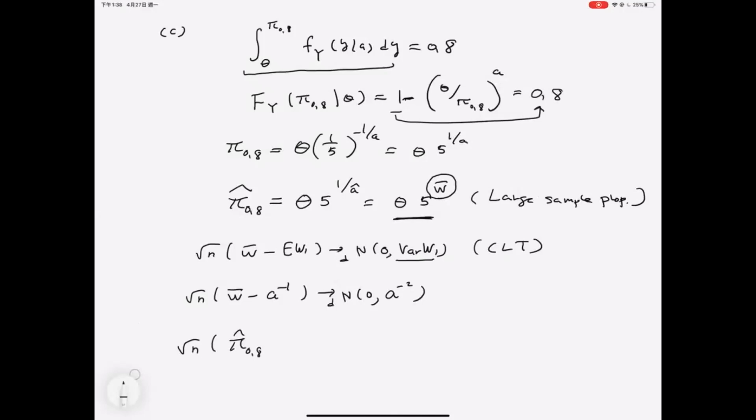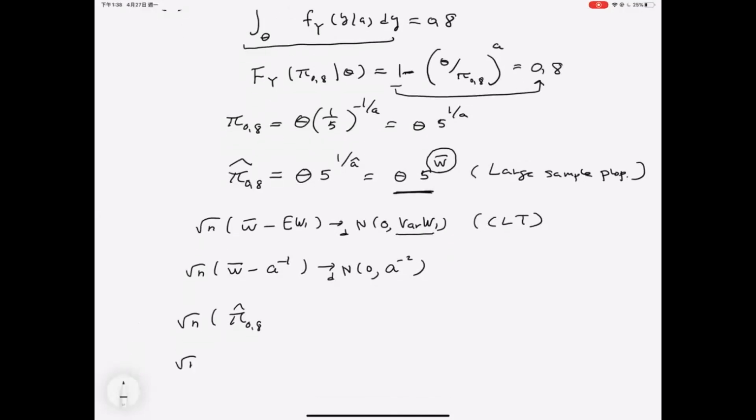That means, specifically, this guy equals, I apply some g function on W bar to get pi hat 0.8. And then I'm going to apply the same g function on A inverse, and it goes in distribution to normal zero. I'm going to write 0.8 inverse, then take this guy squared, then take the original variance. How do I know I can use that? Based on what method? Nothing but the delta method.